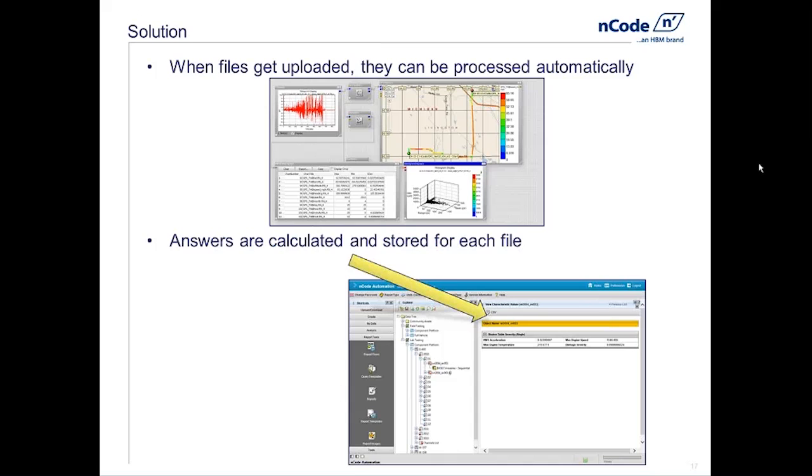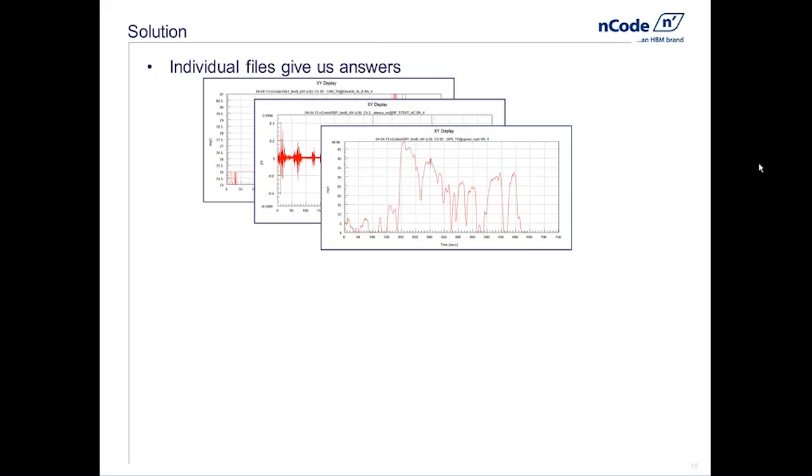Because those files are processed automatically on upload, the answers are calculated and stored for each data file. We can see here on the screen, the picture at the bottom shows us a typical event that had been collected, and it's showing us some stored answers like maximum engine temperature or RMS acceleration. These are the results that someone might want to look at rather than having to go back and recalculate those.